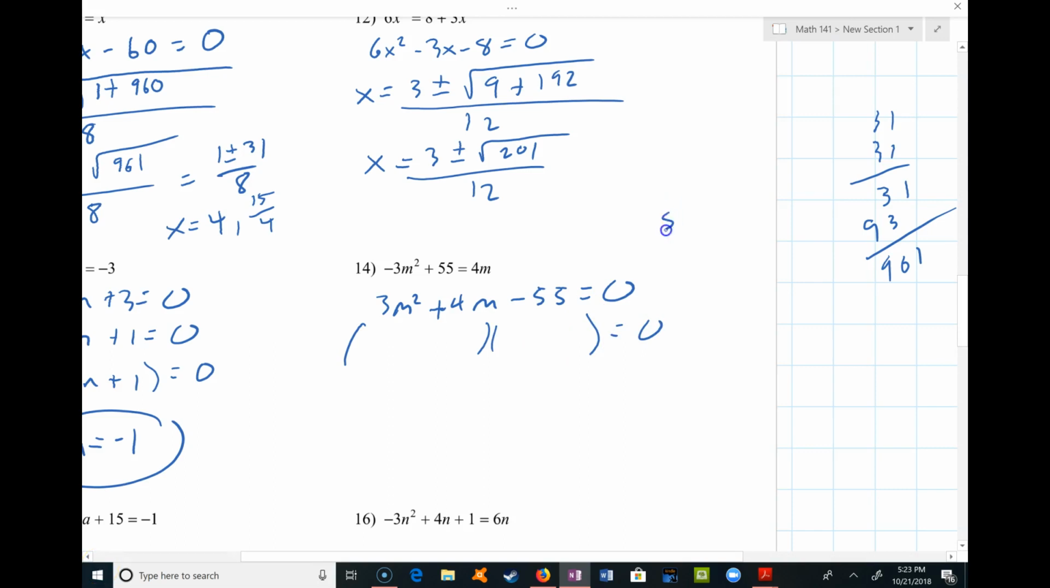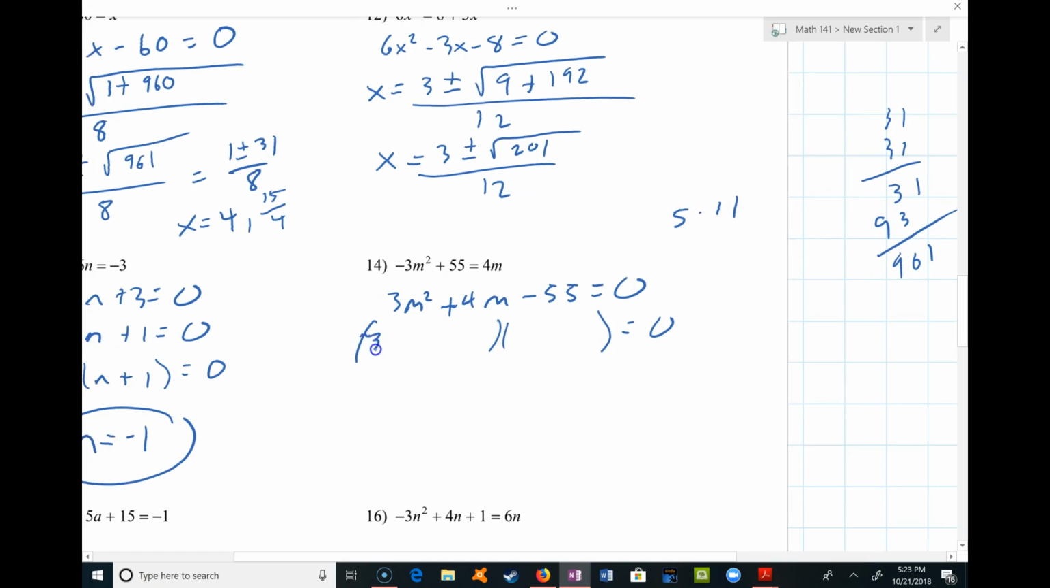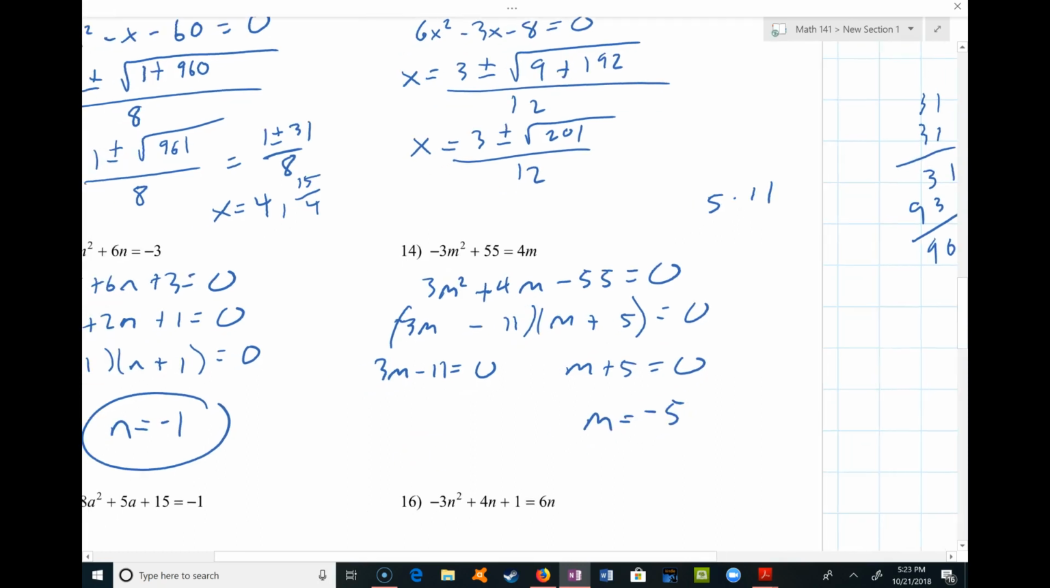Okay, so 55 is 5 times 11. Ooh, that works good. So that'd be 3m and m. We'll put a 5 there and 11 there, because 3 times 5 is 15. 15 minus 11 is 4. So we want that to be positive and that to be negative. So then we have 3m minus 11 equals 0, and m plus 5 equals 0. So that means m equals negative 5, and m over here equals 11 thirds.